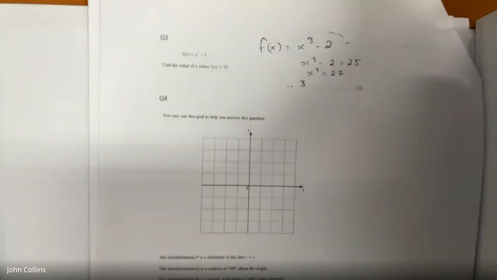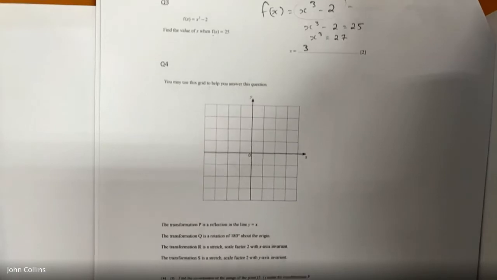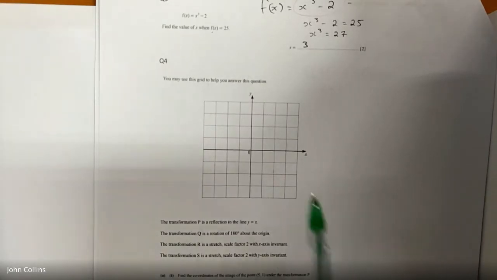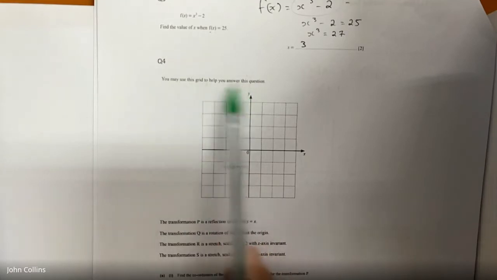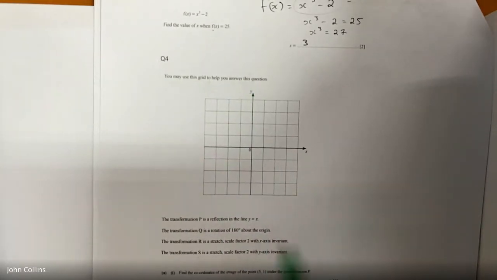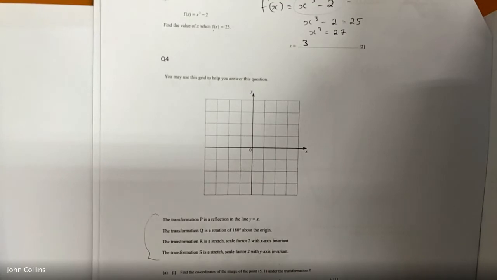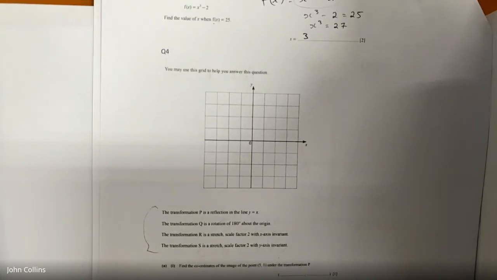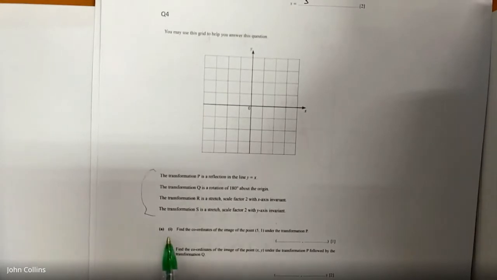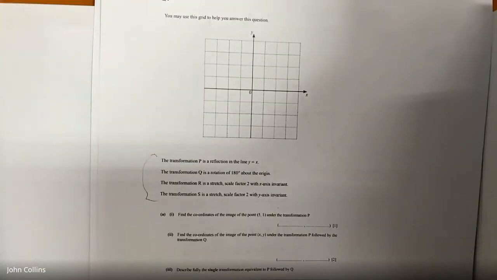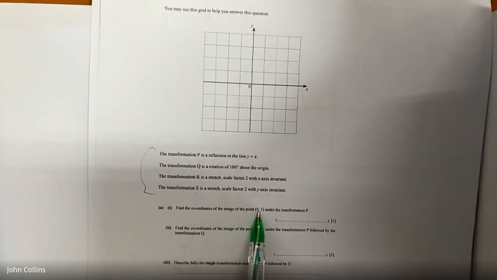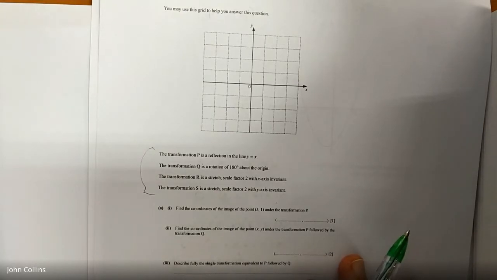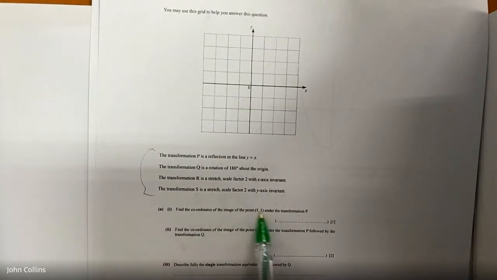All right. So I think question 4 caused a few difficulties. This is kind of use this grid to help answer the question, so you can visualize what they're saying here. And this is just a list of 4 transformations. Most of you seem to read that and then get concerned because you weren't sure what to do. I think it was pretty clear once you started reading, well, maybe not for part 2 here, but once you started reading what you needed to do with those transformations. Okay, so find the coordinates of the image of the point 5, 1 under transformation P. Okay, so image point 5, 1.